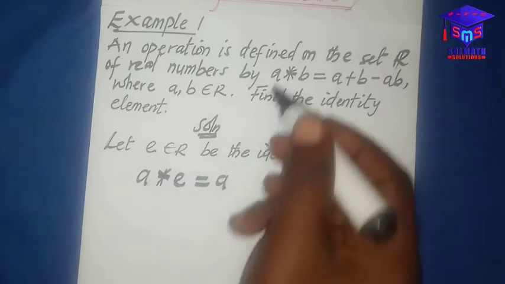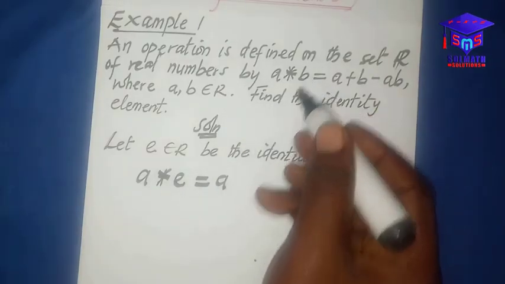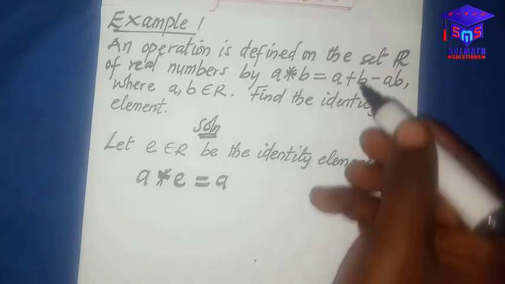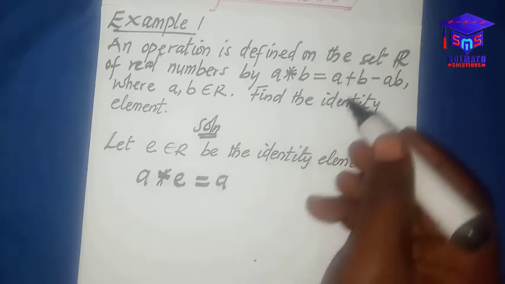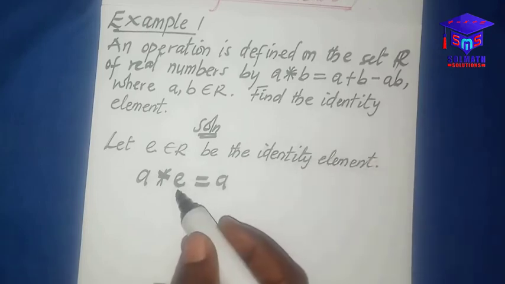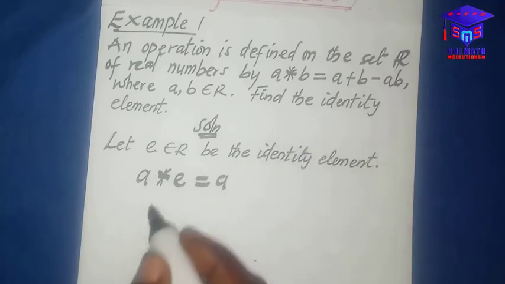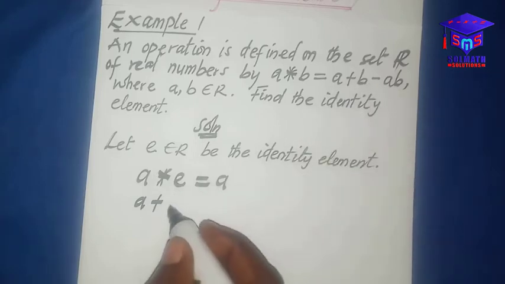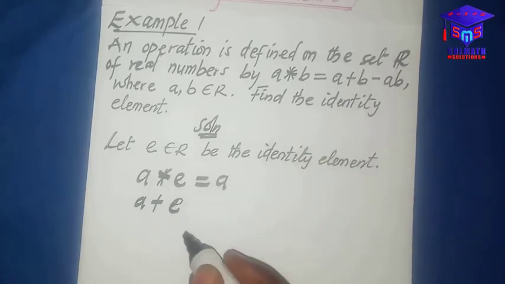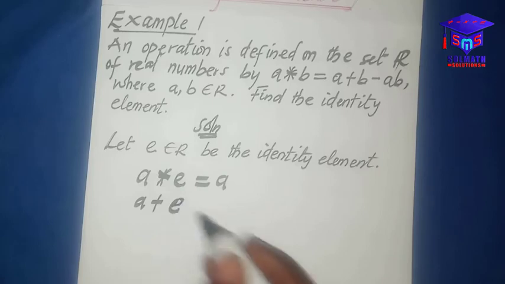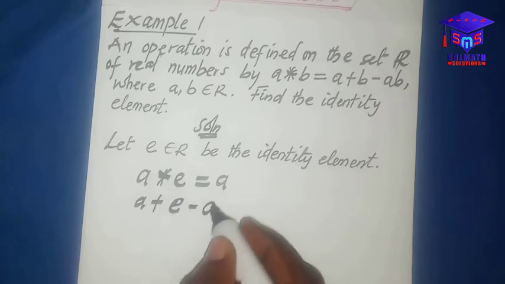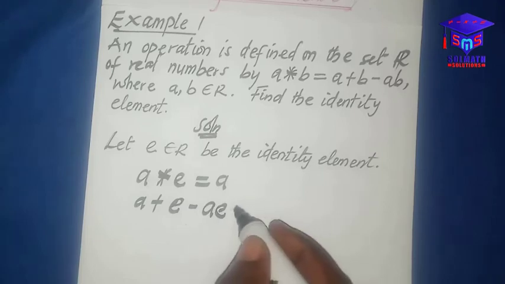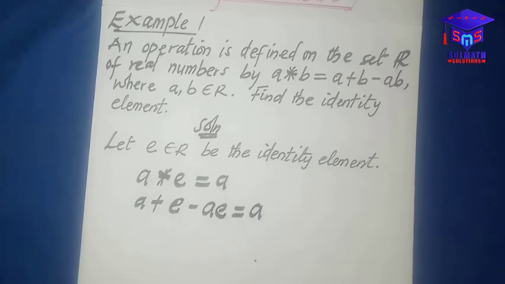So our A is what? A, and then our B is what? E. Is that right? Good. So wherever we find A, we put A. Wherever we find B, we put E in the definition. So we would have A plus B. Our B is E. Alright, this is E. Good. Minus A, our B is E. Okay, is equal to A.